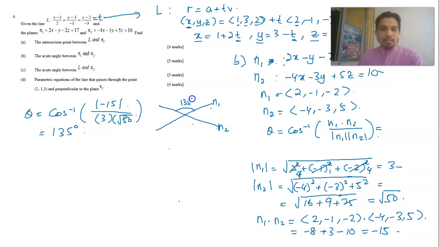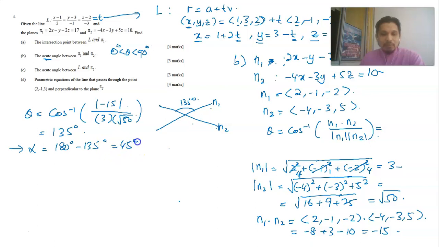Okay, 135 degree. We wanted the acute angle where theta lies between 0 up to 90 degree, where 135 is greater than 90. So then, make it alpha. The acute angle that we're looking for here now is alpha equal to 180 minus 135 degree. And this one will give you 45. So just imagine that this is 45 degree, the acute angle that we're looking for.